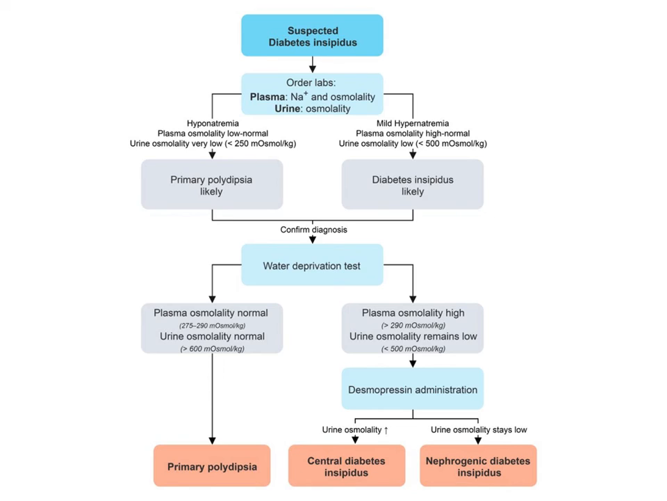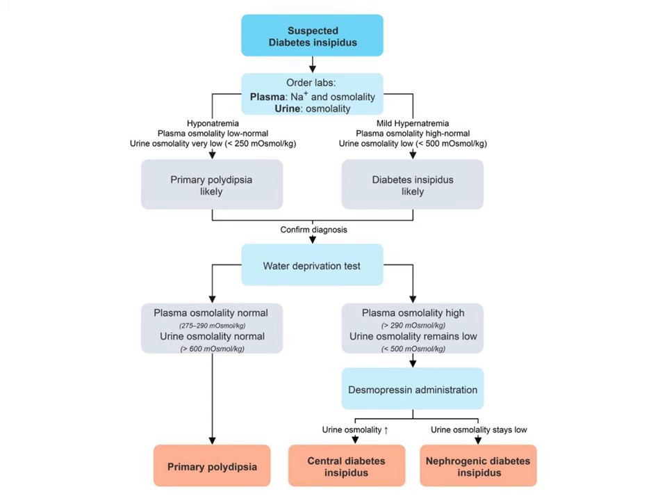But if your serum osmolality is high and your sodium concentration is very high, now you are dehydrated. That is most likely diabetes insipidus. So your clinical diagnosis lets you decide whether primary polydipsia is likely or it is a case of diabetes insipidus. Then, to confirm the diagnosis, you do the water deprivation test. You don't let the patient drink water for 24, maybe 24 to 48 hours.